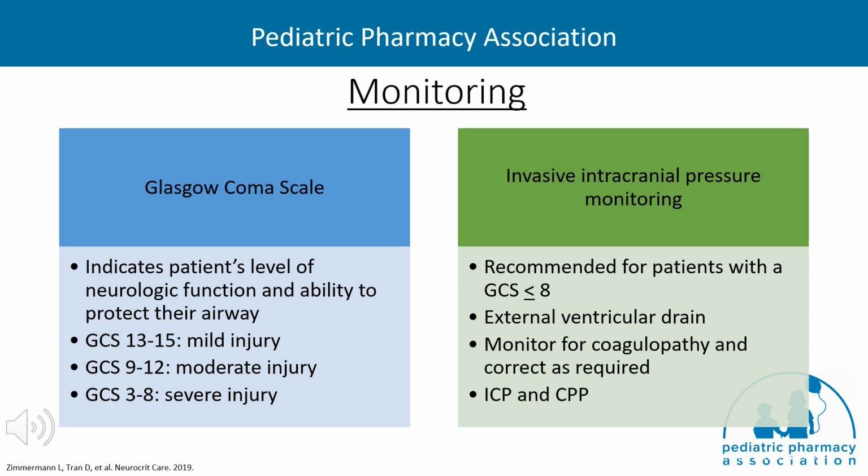We can also utilize invasive intracranial pressure monitoring, especially for those patients with a GCS of less than 8 or severe injury. This is done with an external ventricular drain, which can also help us by draining off excess cerebrospinal fluid. This is also called a bolt, and when it's in place, it's recommended to prophylax with cefazolin at surgical prophylaxis dosing. We also need to monitor these patients for coagulopathy and correct as required due to the risk of hemorrhage, and monitor for any other medications that may increase their risk of bleeding. We will also use this to monitor ICP and cerebral perfusion pressure.